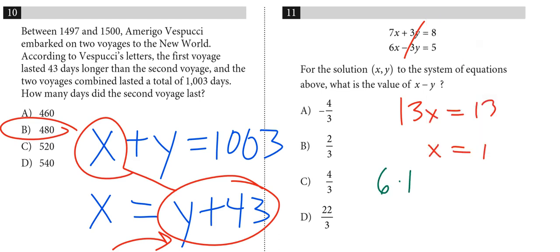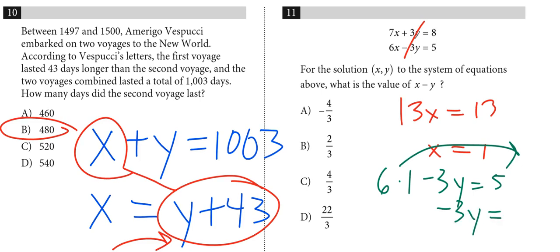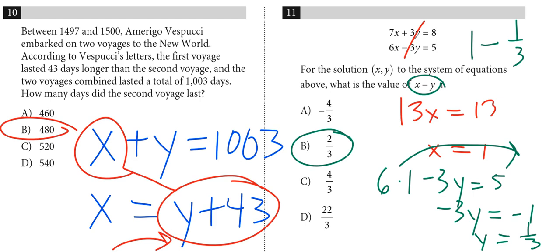So 6 times 1 minus 3y equals 5. Subtract 6 to the other side, negative 3y equals negative 1, so y is positive 1/3. So if we want 1 take away 1/3, what do we get? Because that's x minus y. I got 2/3.